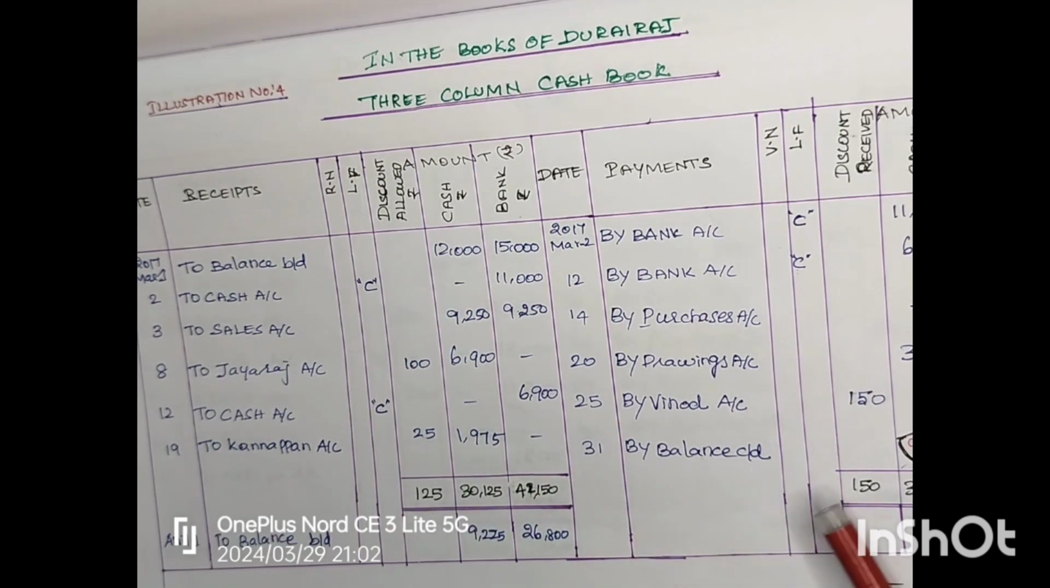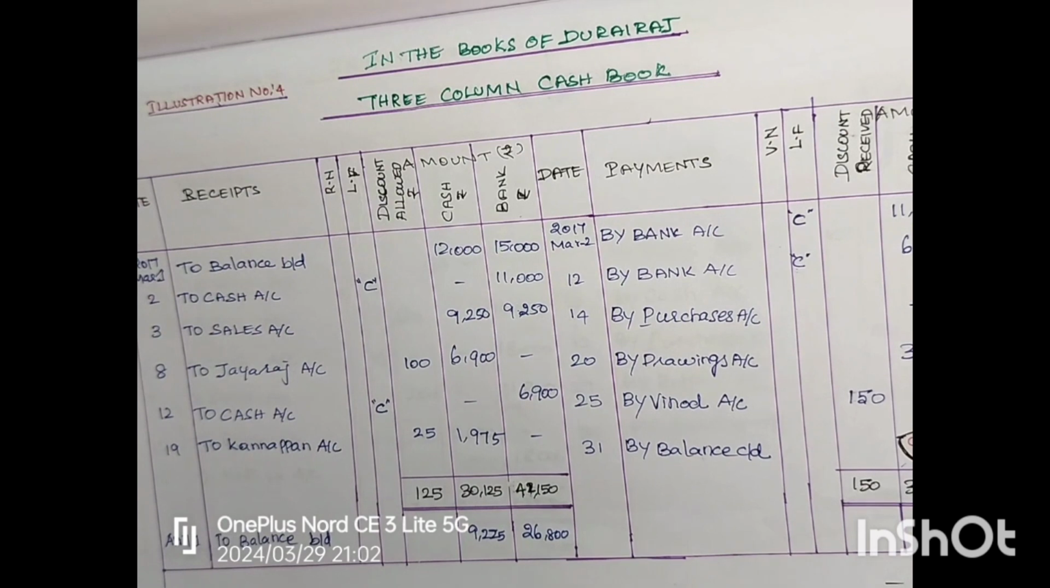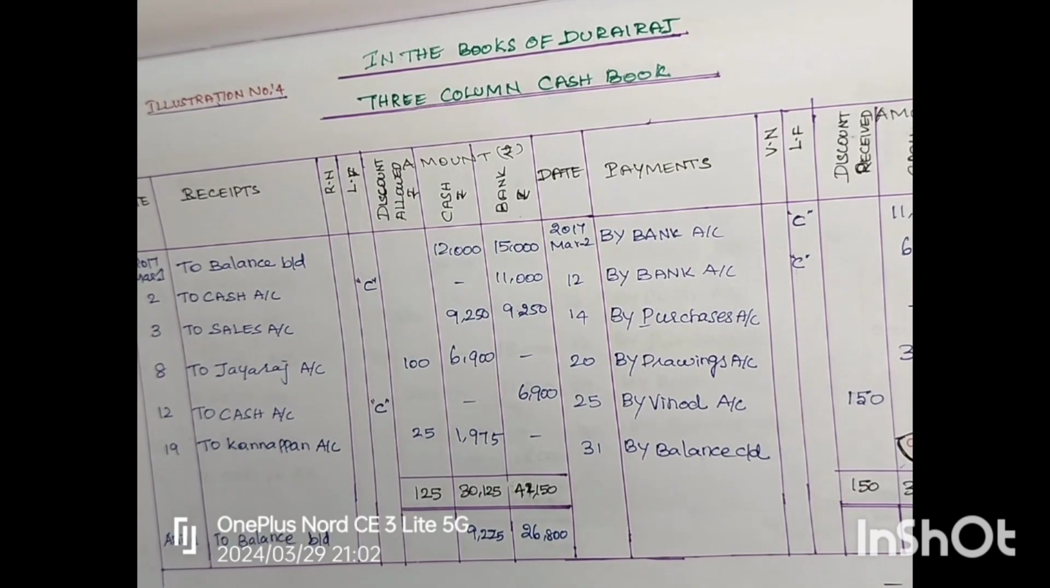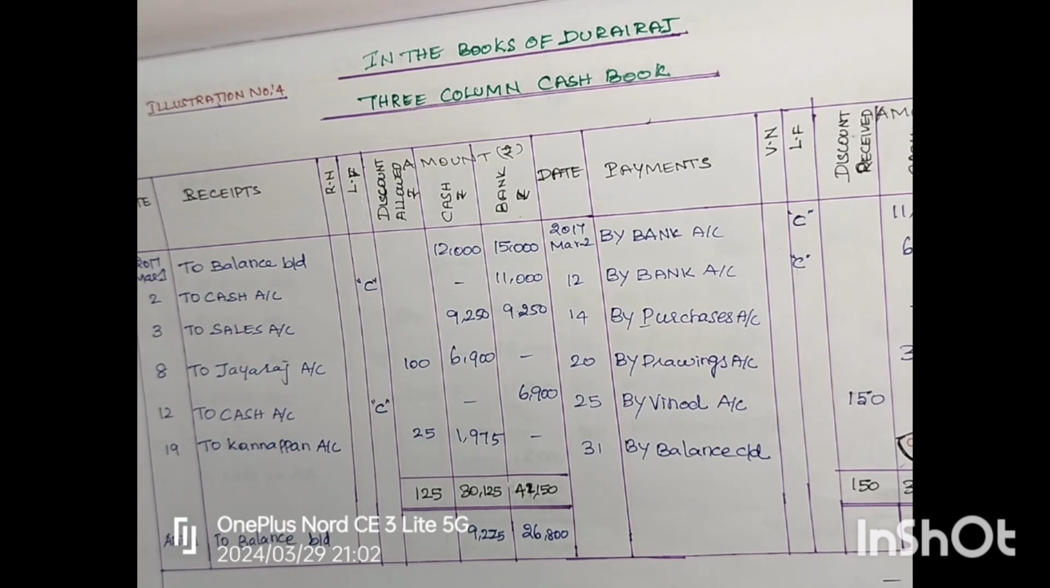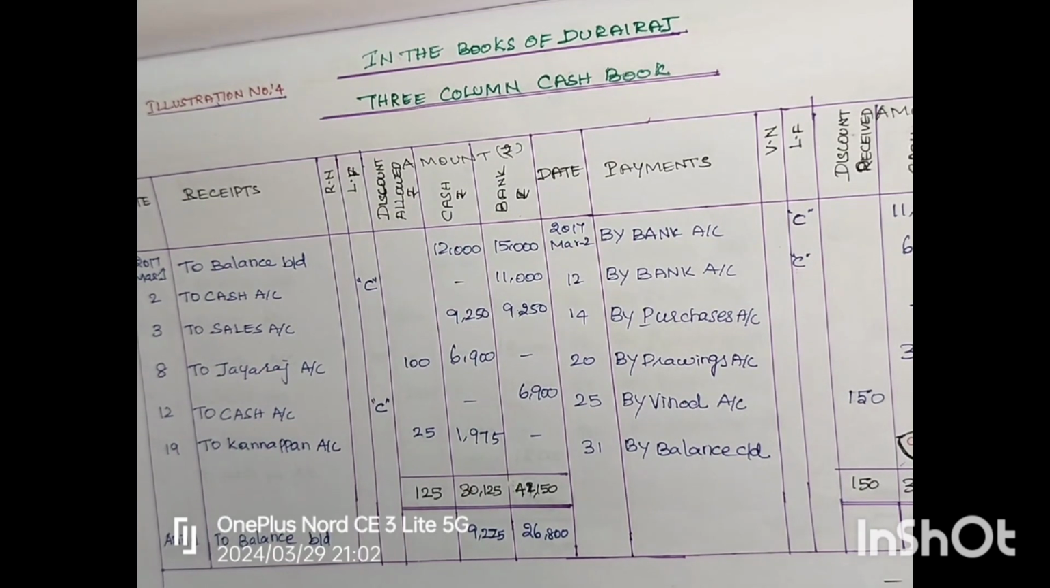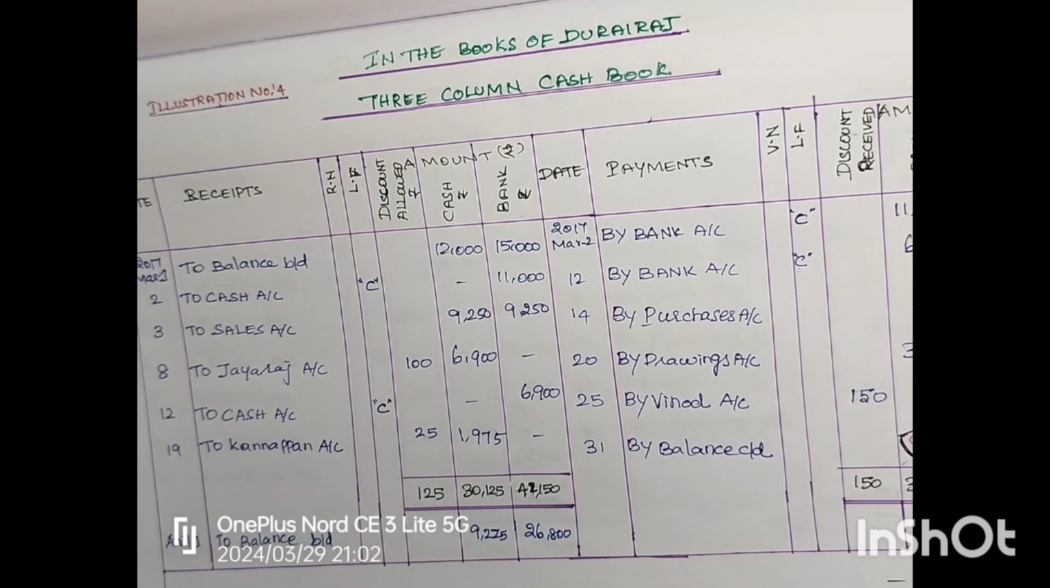So which side has the lesser value? Credit side has the lesser value. So the cash column has how much? 20,900 rupees, the lesser value. We have to find the difference amount. So we have to subtract 20,900 from 30,125. We will get 9,225.